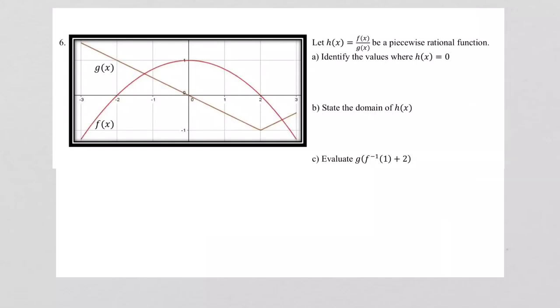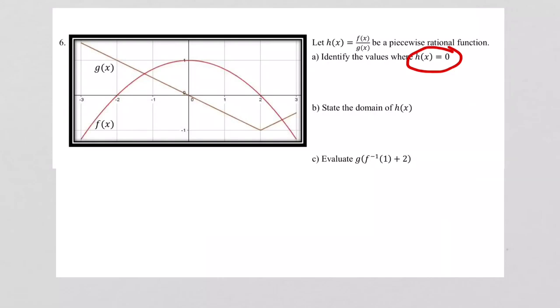Let's do problem 6. Let h of x be defined as f of x divided by g of x. It's a piecewise rational function. We're given the 2 graphs of f and g, and we need to piece it together. Identify the values where h of x equals 0. If h of x equals 0, we are talking about zeros of the function, x-intercepts.